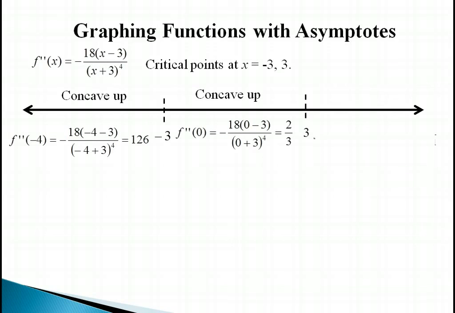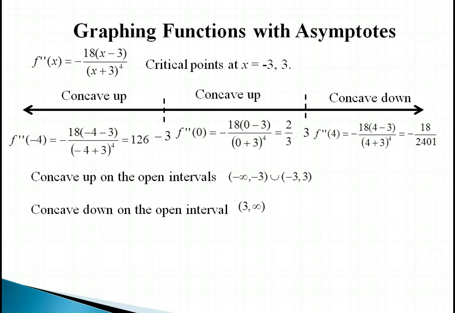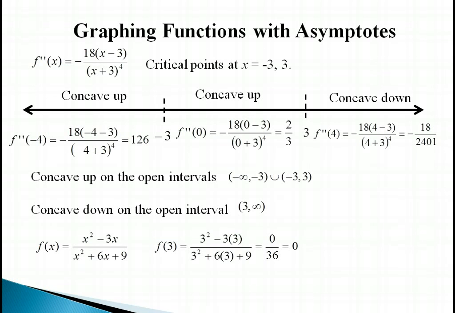Alright, so let's go beyond 3, and I plugged in 4. I got out a negative there as well. So that's going to be concave down. Now remember that we don't have an asymptote at 3. So 3 would be a point of inflection because that's where it's changing its concavity. So what we want to do is find the ordered pair. So we're going to plug 3 into our original function, and I got out 0. So 3, 0 is an inflection point.